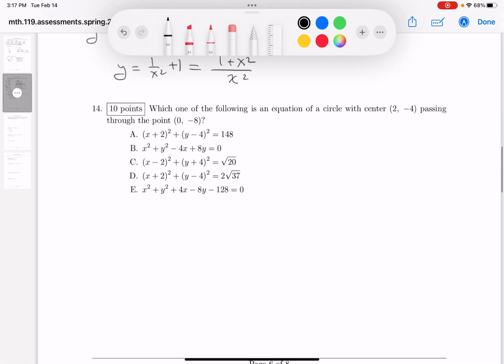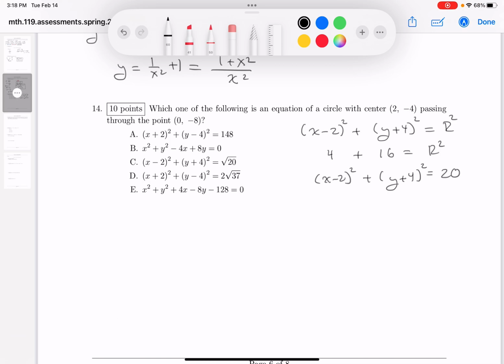And the next question is, they're talking about the equation of a circle with the center. Let's write this down. So x minus 2 squared plus y plus 4 squared. They don't give me the radius, though, by the way. But they do give me a point on the circle, 0, minus 8. Let's plug it in. If you plug in 0 for x, you would get 4 here. And if you plug in minus 8, you would get minus 8 plus 4, which is minus 4. When you square that, you get 16. And that's what r squared is. So the equation of the circle is x minus 2 squared plus y plus 4 squared equals 20.